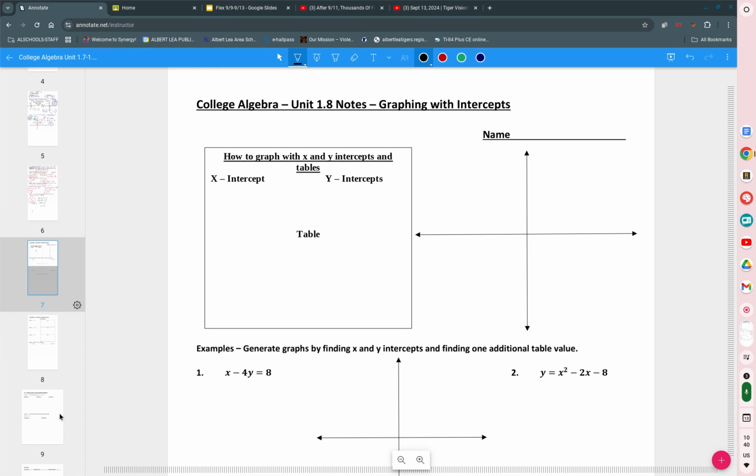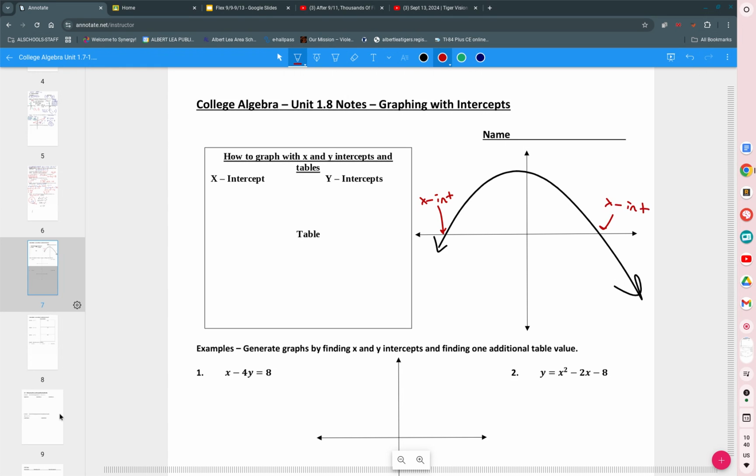Today what we want to do is determine graphs and characteristics of graphs by looking at intercepts and symmetry. We start with intercepts. If you have some type of a function, if it crosses the x-axis, we call this an x-intercept. And the spot where it crosses the y-axis, we call that the y-intercept.